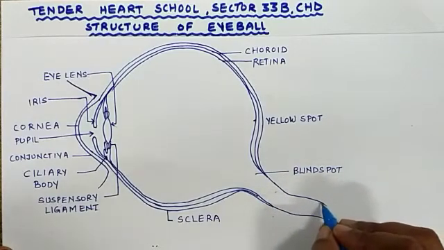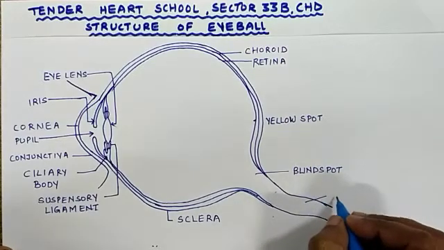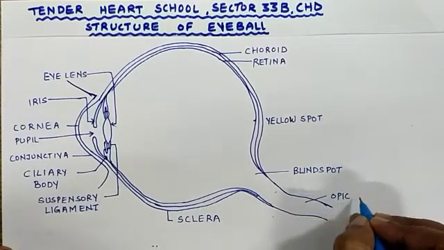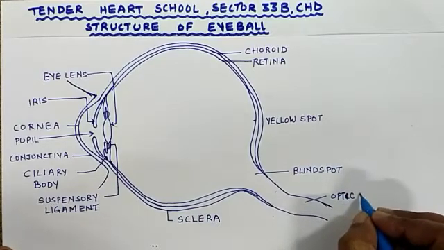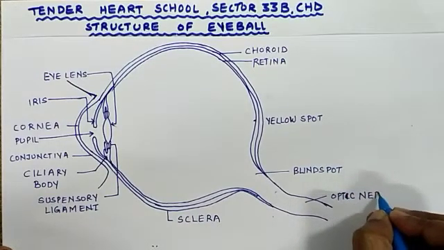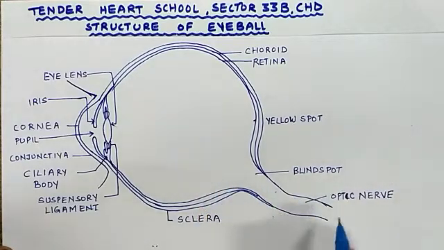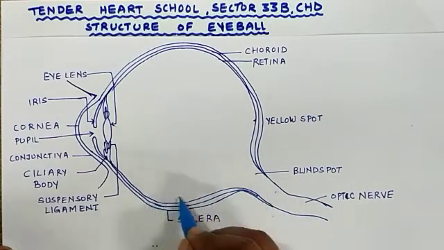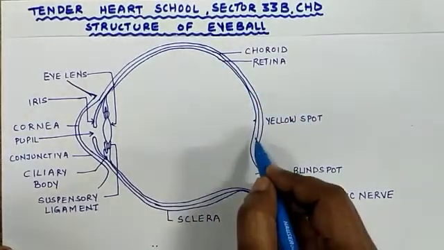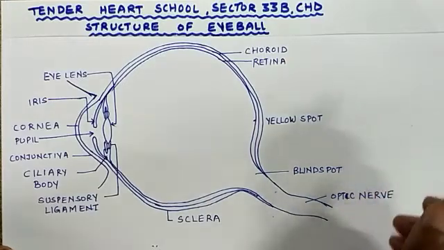So this is your optic nerve. We can label it as optic nerve. Optic nerve is the nerve which goes to the brain. It takes the signals from the eye and goes to the brain. So this blind spot is the area from where all the sensory cells of the eye leave the eyeball and form the optic nerve, which further goes to the brain.